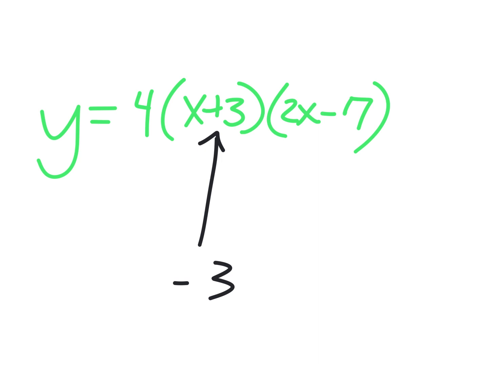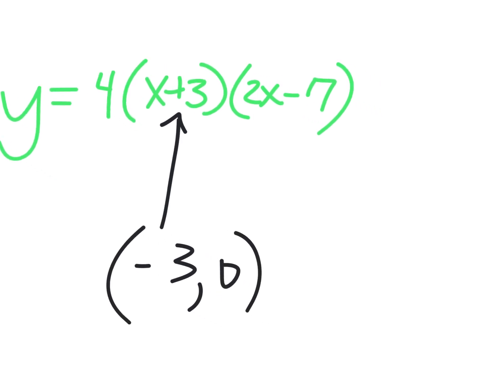And I can do that one in my head. Can you tell me the other one? The x-intercepts are where y is 0, so I'm putting a 0 with it. X-intercepts.